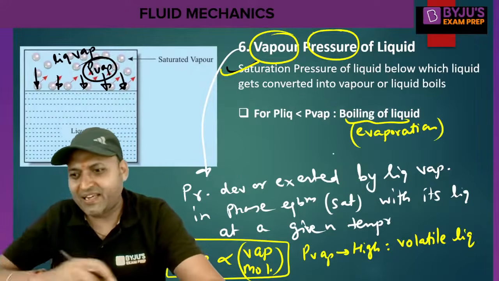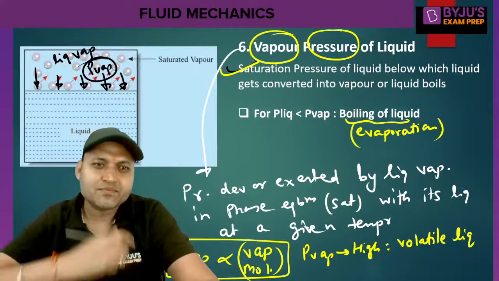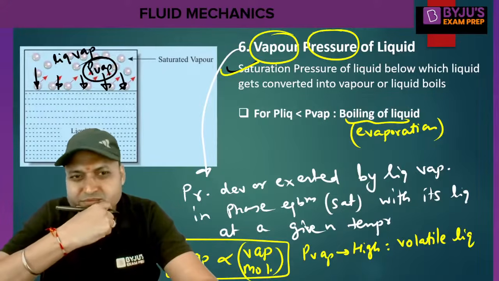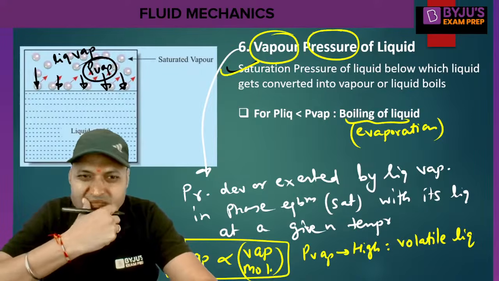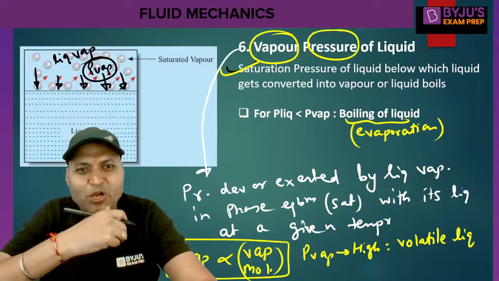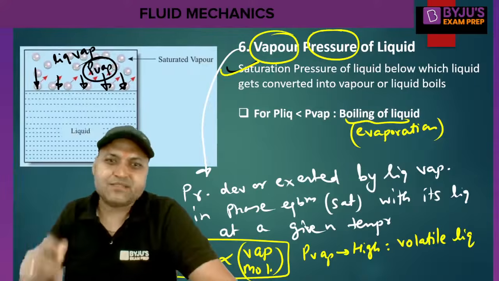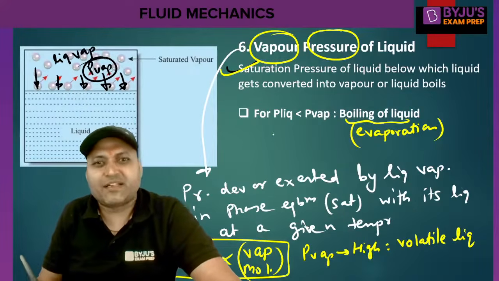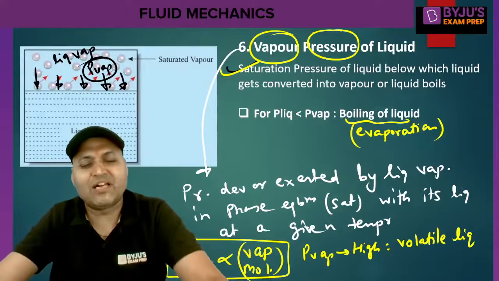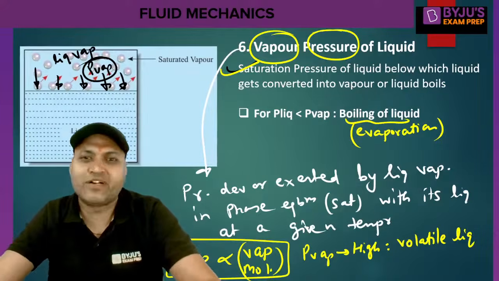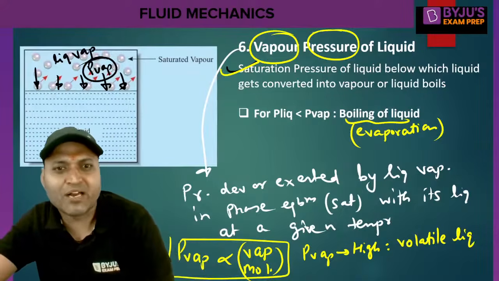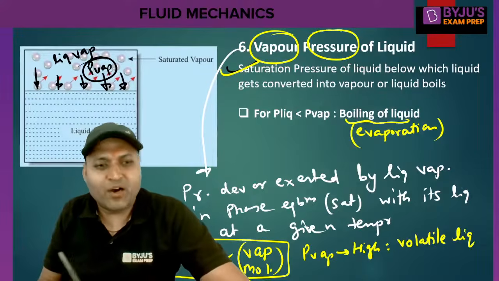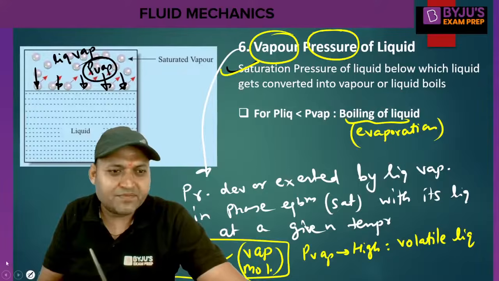Yes, automatically, because of collisions and vibrations. The liquid gets converted into vapor from the surface, and due to collision, the vapor gets converted into liquid. That is a continuous and automatic phenomenon. Evaporation and condensation are continuous and automatic phenomena.